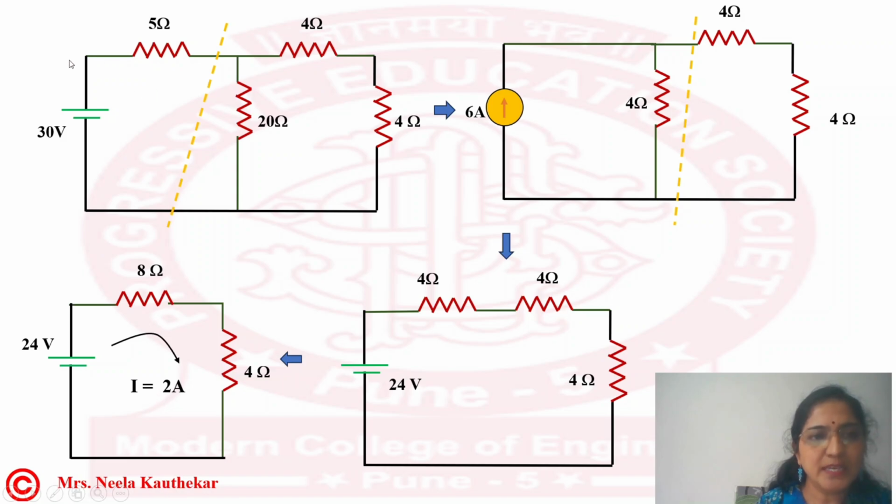So this circuit you have converted to a small circuit using the source transformation method, and you can analyze the circuit and calculate the current flowing through the 4 ohm resistance. See, there are various methods to calculate the current flowing through the load resistance, but this method we have used, so we have analyzed using this method. So this is all about source transformation.